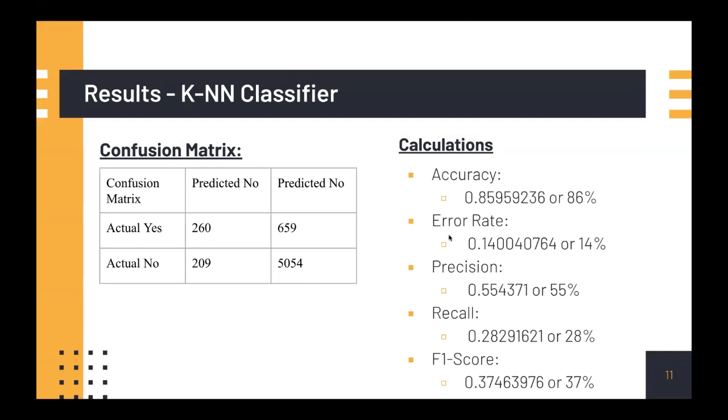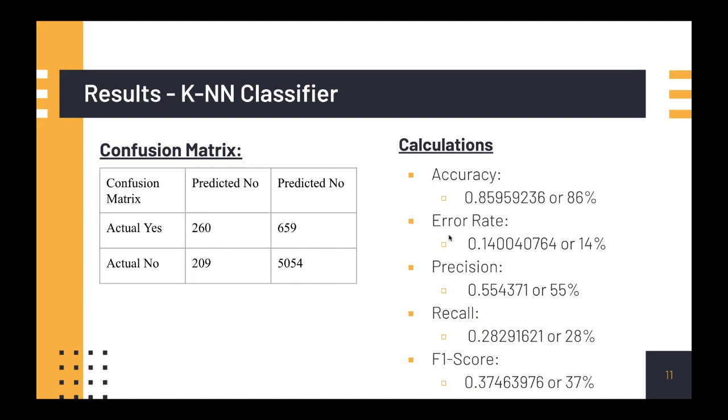For our next slide, we're going to be looking at the results of the KNN classifier. When running the code in R, we generate the confusion matrix with the values below, the true positive being 260, the false positive being 209, the false negative being 659, and the true negative being 5,054.